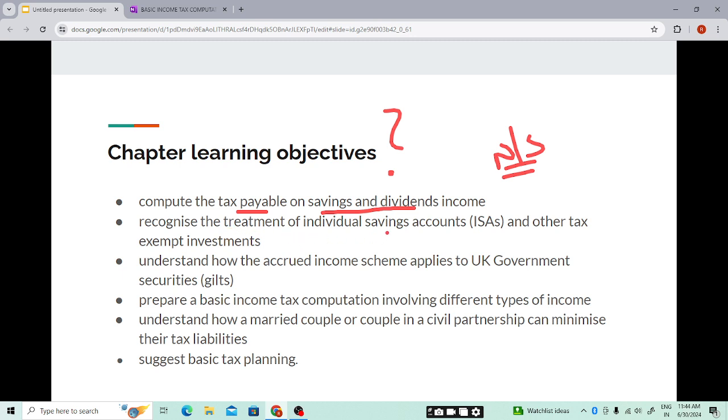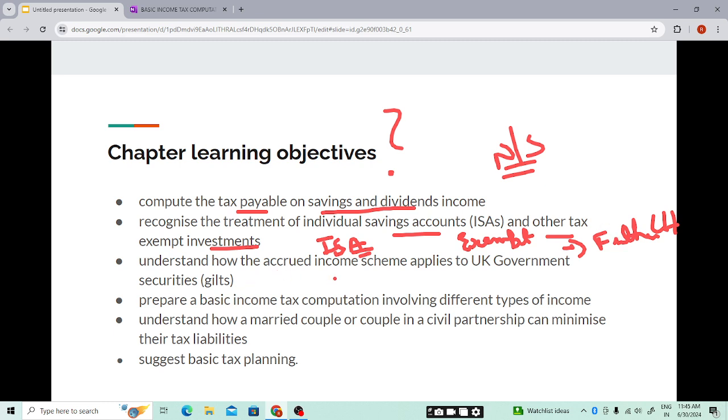Recognize the treatment of individual saving accounts and other tax exempt investments. We will be doing the further rules of the ISA account. As in the first chapter we had covered that any income which we receive from the individual saving account is exempt, and there I mentioned that we will be learning some further rules in chapter number 3. So today we will be covering those further rules.